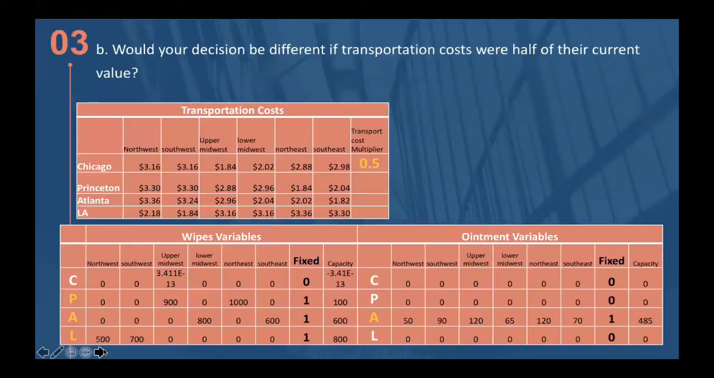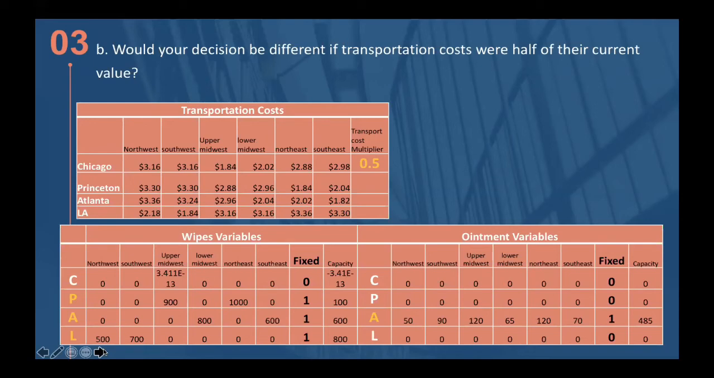Moving on, what if in the near future transportation cost changes? So now we will consider that if transportation cost decreases, and for that we'll consider if it's halved from what it is now, what will happen? Using the same solver model, what we got is that it's almost very similar.